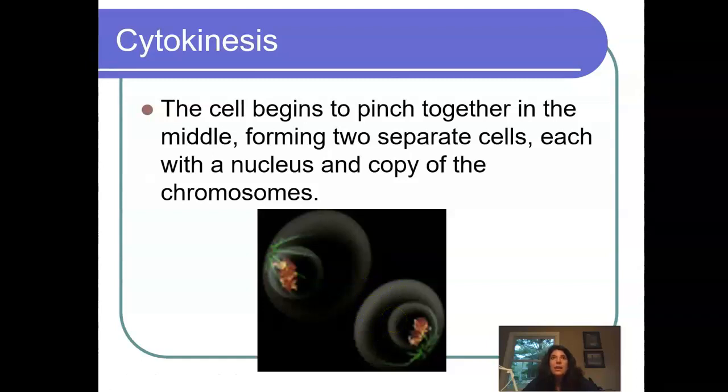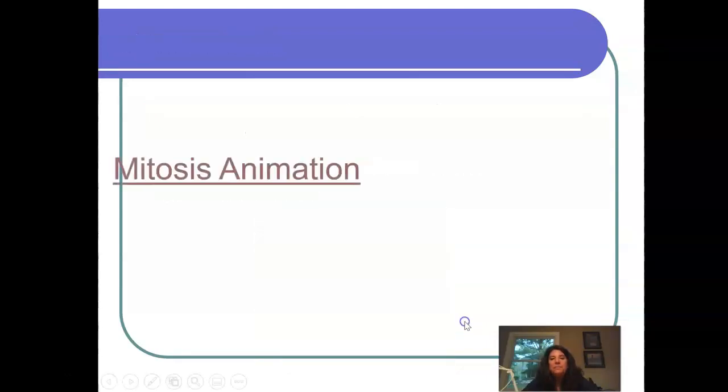Some scientists say cytokinesis is its own separate category. Some say that it's part of telophase. Ultimately, it doesn't matter, but this is the stage where it's actually going to end up forming two new cells that are genetically identical. Each one has a copy of the DNA that was copied during the S phase.